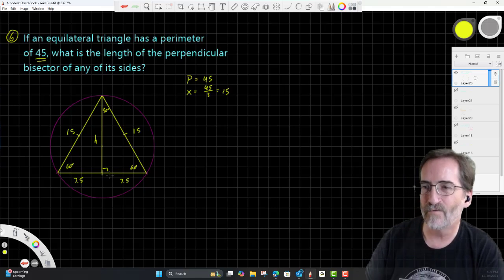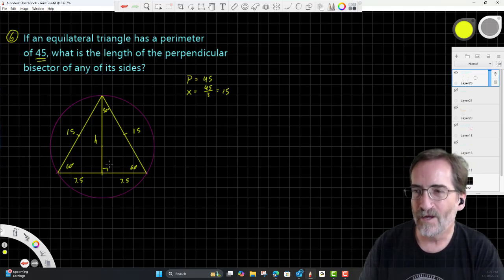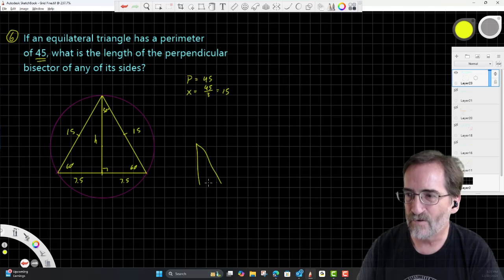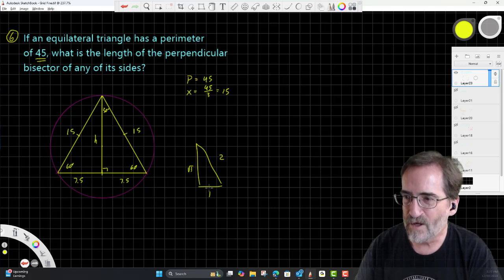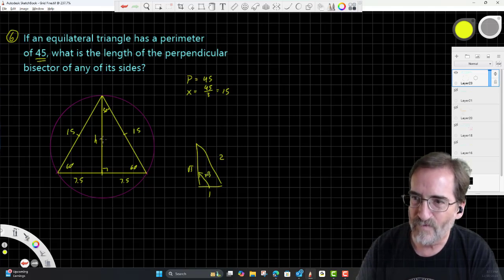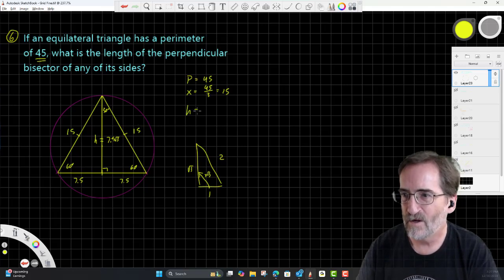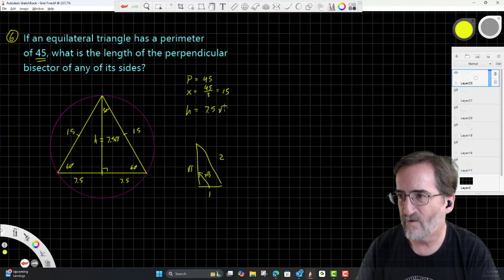7.5. Okay. All right. And so let's use what we know about a 30, 60, 90 triangle. You may recall that in a 30, 60, 90 triangle, the sides are 1, 2, and root 3. If we know the short leg, then the long leg is times root 3. So the height here is 7.5 root 3. And that is the answer to the question. What is the length of the perpendicular bisector? H equals 7.5 root 3.